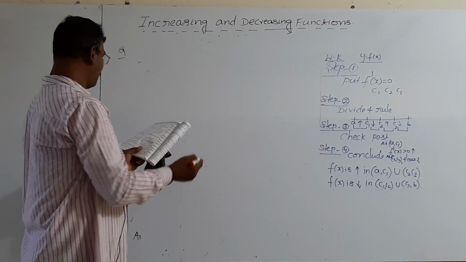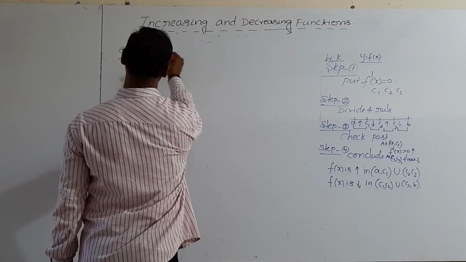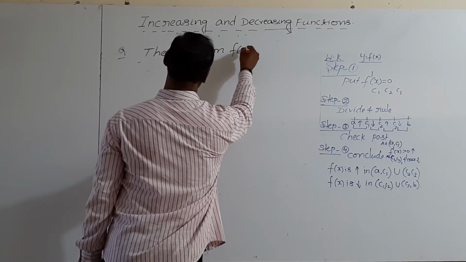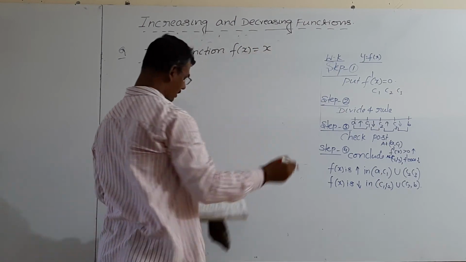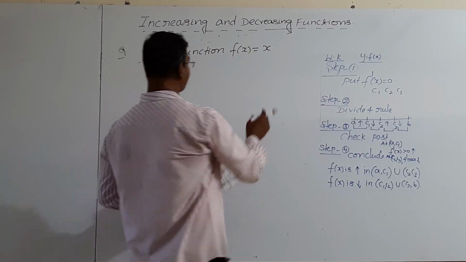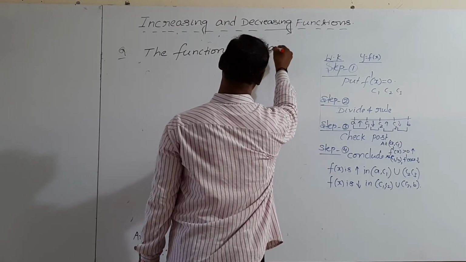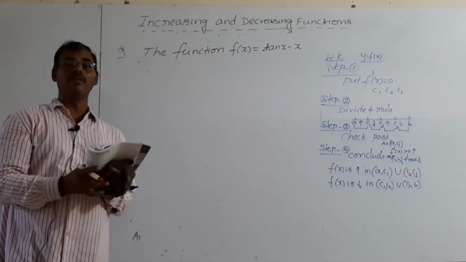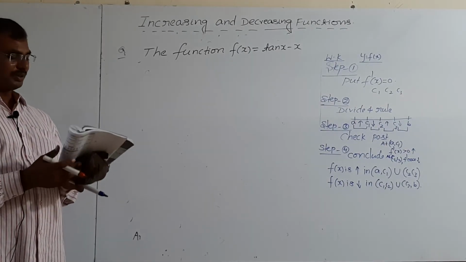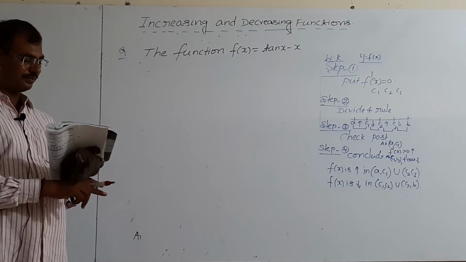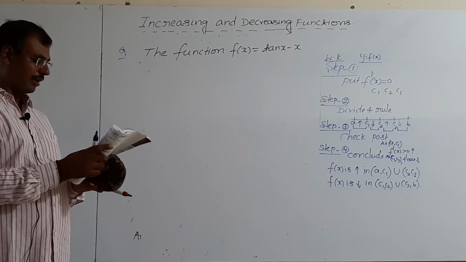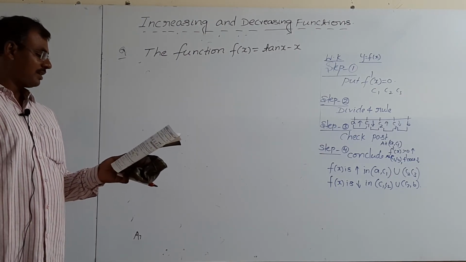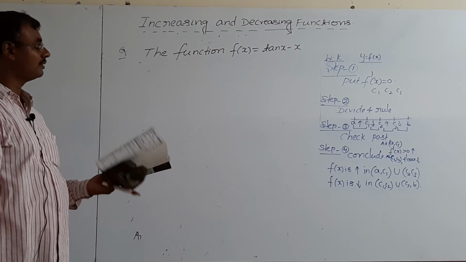Next question is, the function f of x is equal to tan x minus x. Here are four options. Option 1, always increases. Option 2, always decreases. Option 3, never increases. Fourth option, sometimes increases and sometimes decreases.